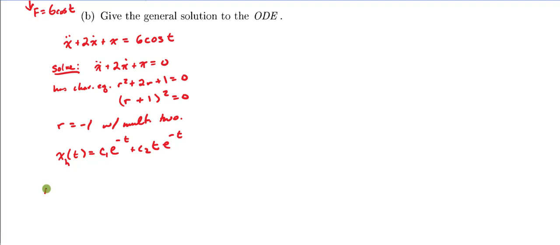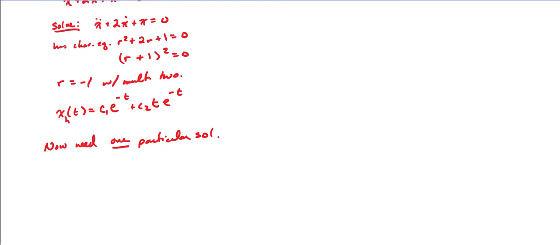Now we need one particular solution. We only need one particular solution because the superposition principle tells us that with that one solution and the corresponding family of solutions, we can reach all other solutions to the problem.